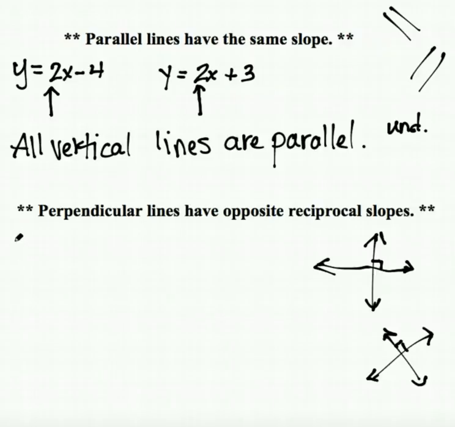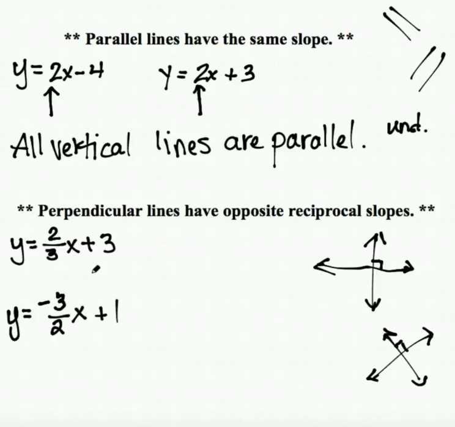Let's say I have the equation y equals 2/3 x plus 3. That's the equation of my line. A perpendicular line, again, would have an opposite reciprocal slope. So it would have y equals, opposite means opposite sign, reciprocal means flip, so it would be negative 3/2 x. And it could be, I don't know, plus 1. They don't have to have the same y-intercept. We're only looking at the slope. If the slopes are opposite reciprocals, then the two lines are perpendicular.